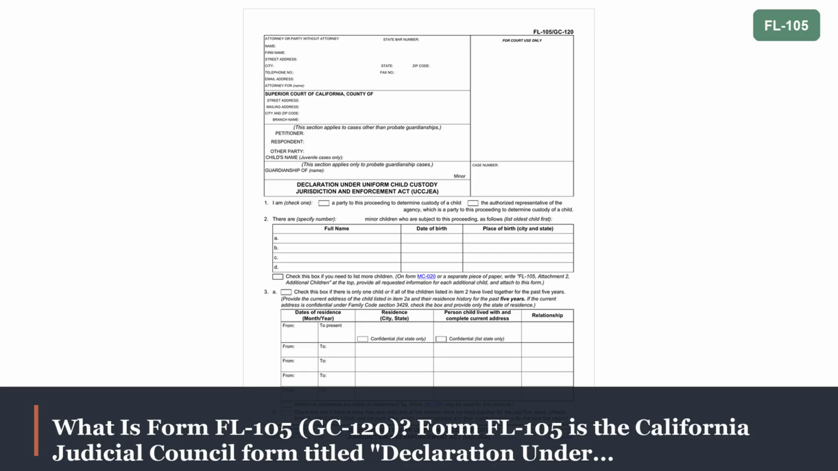Before a California court can rule on custody, it generally needs to confirm California is the child's home state, meaning the child has lived here for a set period immediately before the case was filed. FL-105 is how the court gathers the facts to make that determination.